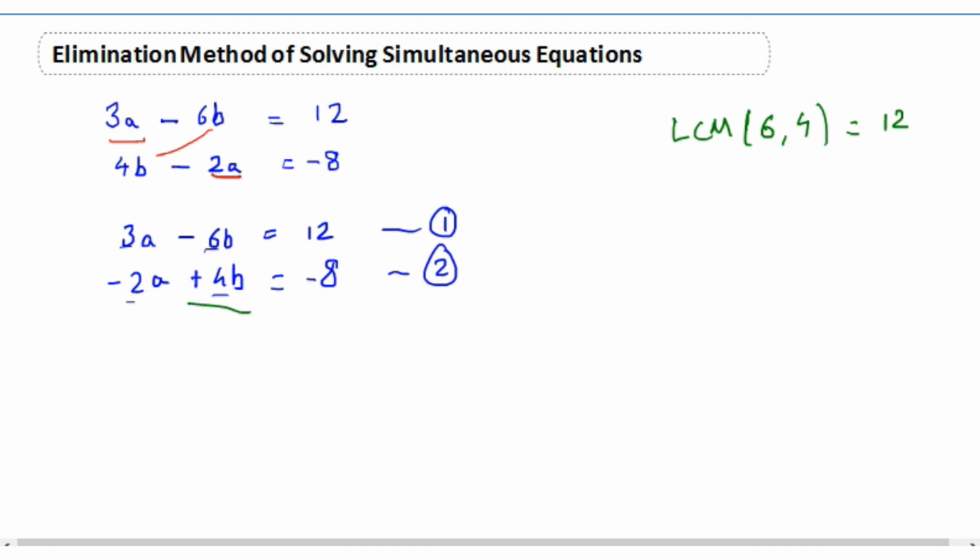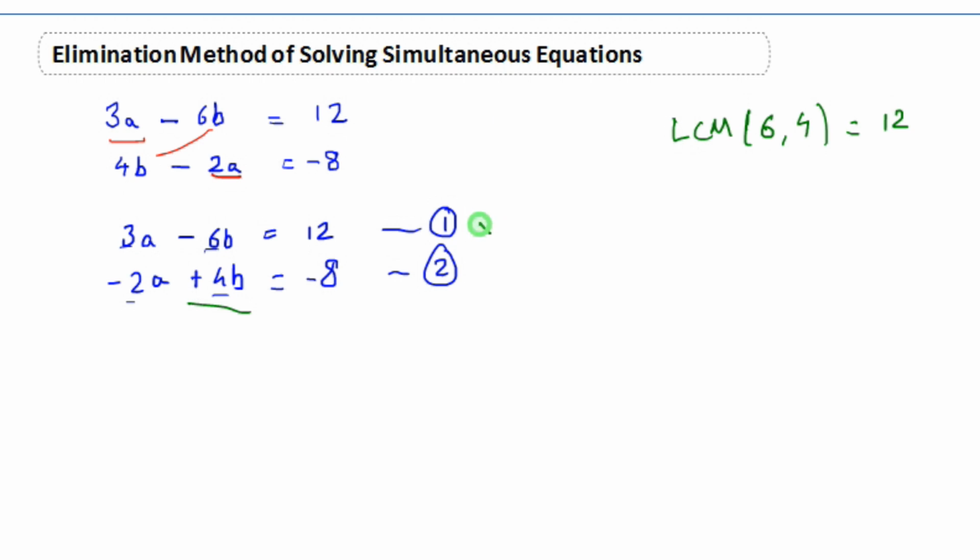So now we want to make both the coefficients of b equal to 12. 6 times 2 is 12, so I'm going to multiply equation number 1 by 2, and 4 times 3 is 12, so I'm going to multiply equation number 2 by the number 3. And when I'm doing that, make sure that you do that to both sides of the equation. I'm going to rewrite these equations again. So I get 2 times 3a is 6a, and 2 times negative 6 is negative 12b, and 2 times 12 is 24, don't forget that.